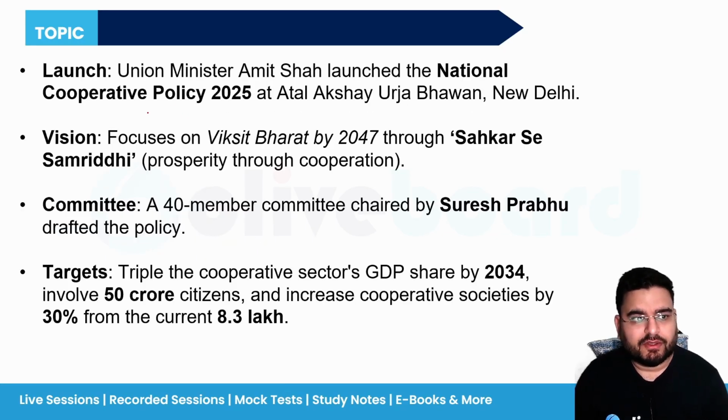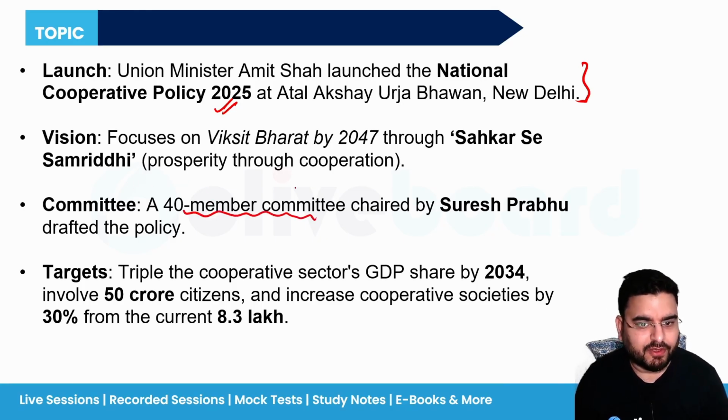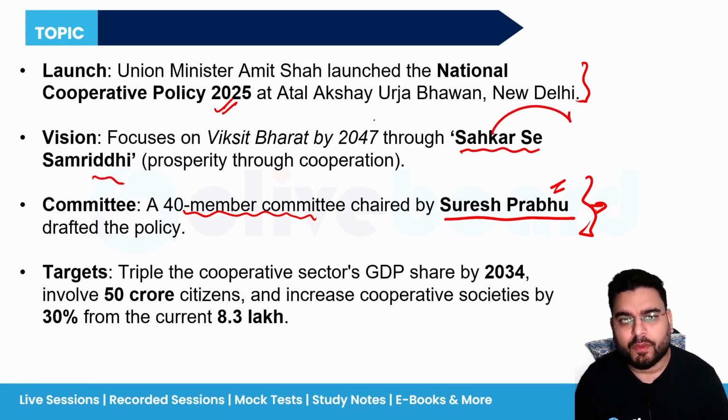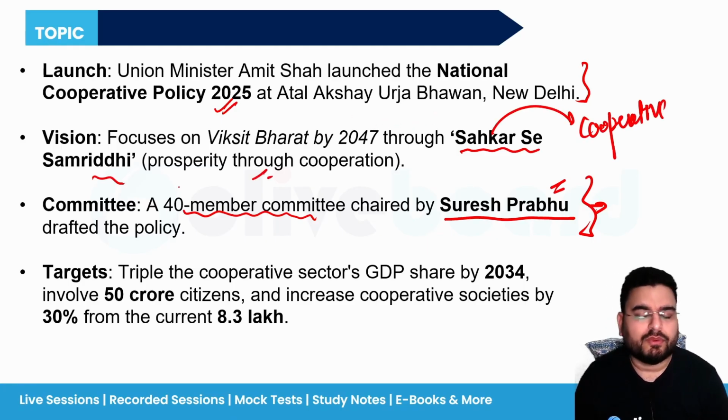So Union Minister Amit Shah launched the national cooperative policy at Atal Akshay Urja Bhavan in New Delhi. Okay, this is the event. Now, this policy was formulated by a 40-member committee whose chairperson was Mr. Suresh Prabhu. So please remember this name. Okay, head of the committee, right? And see, this policy aligns with the government's vision of Sahkar se Samriddhi. Sahkar means what? Cooperative. So prosperity through cooperation. That is the meaning of Sahkar se Samriddhi.